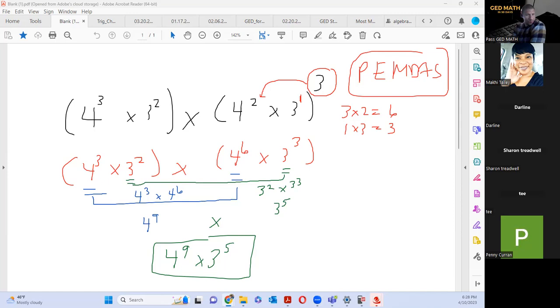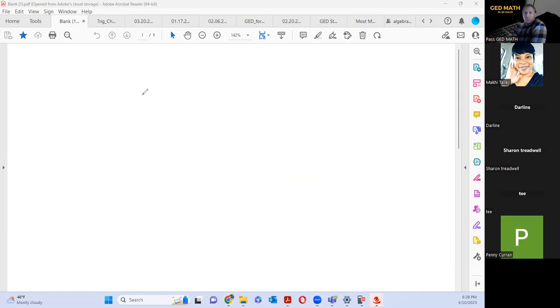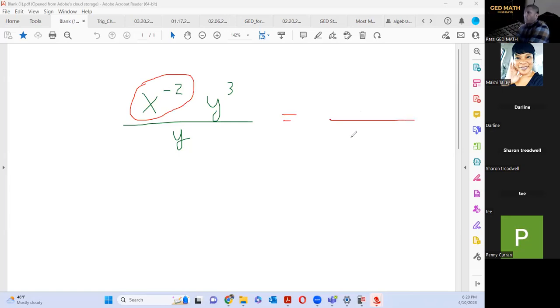X to the negative 2nd, y to the 3rd over y. Can you explain that, please? You said x to the negative 2nd, y to the 3rd over y. You want to simplify this. What are we going to do with this x first? We're going to bring it to the bottom and make it positive.